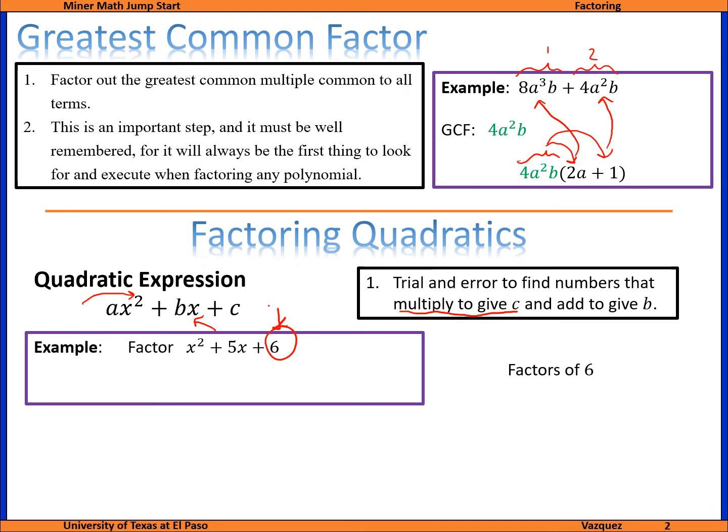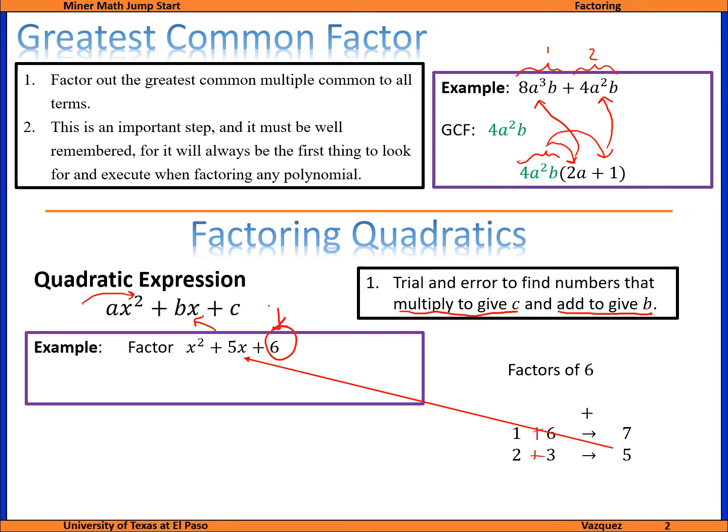So, to do that, let's go ahead and find factors of 6. What multiplies to give us 6? Well, we know 1 and 6 multiply to give us 6. We know 2 and 3 multiply to give us 6 as well. And if we add the numbers, 1 plus 6 would give us 7, and 2 plus 3 gives us 5. Now, which one are we going to need? Well, we're going to need the factors that add to give us b. In this case, it's this 5. So our two numbers are going to be 2 and 3.